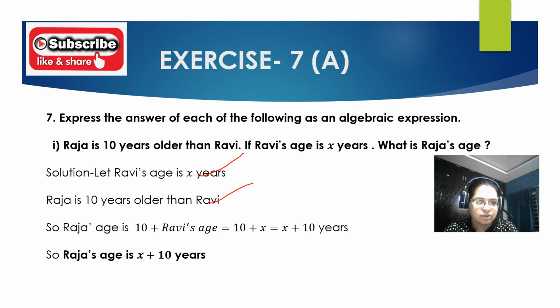So Raja's age will be 10 plus, 10 years older than Ravi, 10 plus Ravi's age. Ravi's age is x, so 10 plus x is x plus 10 years. So Raja's age will be x plus 10 years.